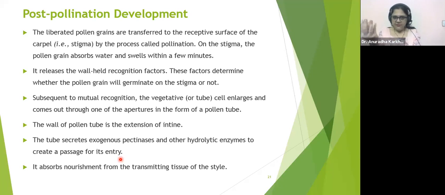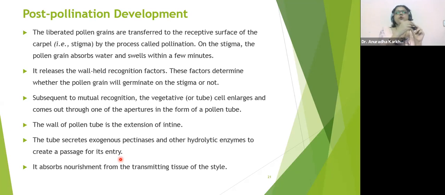Did you all understand what has happened till now in post-pollination development? Pollen grains came, they were dusted onto the stigma of the flower. If it was of the wrong type, it was not allowed to absorb the sugar solution. If it is of the right type, it is allowed to absorb the sugar solution. When the sugar solution was absorbed by the pollen grain, it started swelling. There was tremendous pressure developed inside the vegetative cell. So it extended through one of the germ pores. It came out via one of the germ pores as pollen tube. So pollen tube is nothing but the extension of the enzyme.